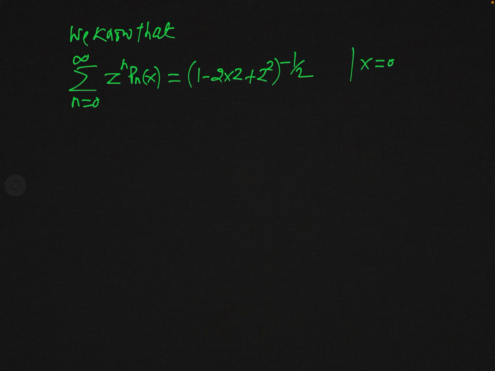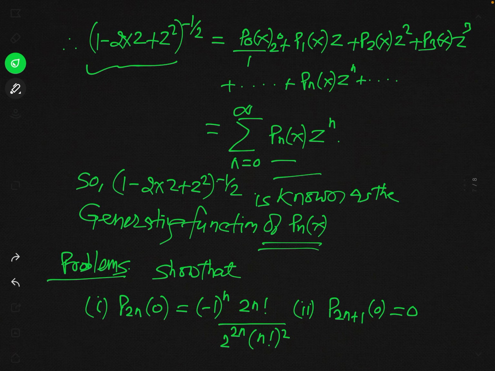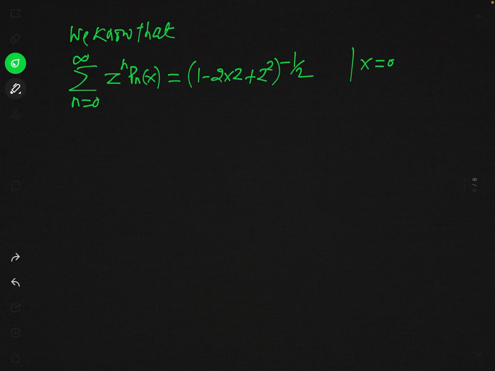We have just seen it. Here we have to find the value of the Legendre polynomial when x is equal to 0. You can see this problem: we have to find the Legendre polynomial P2n when x is 0 and P2n plus 1 when x is 0. So now let us put x equal to 0 in this equation.